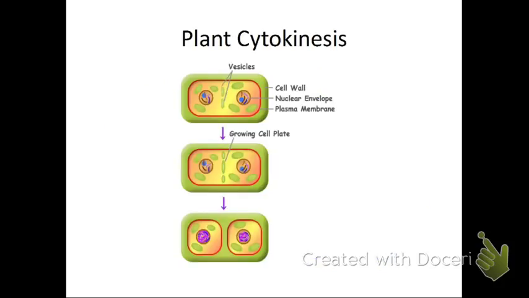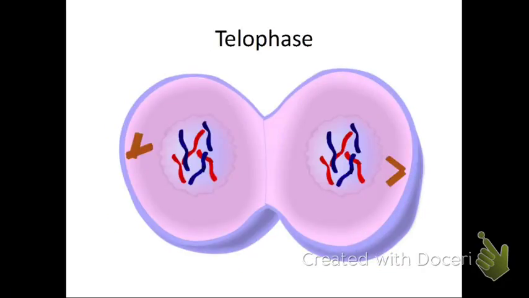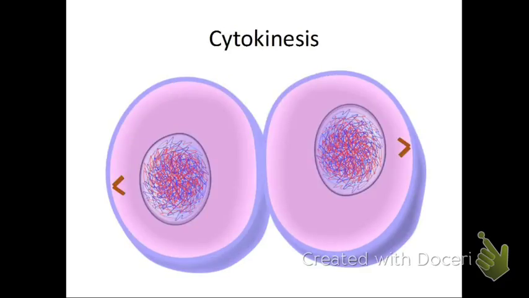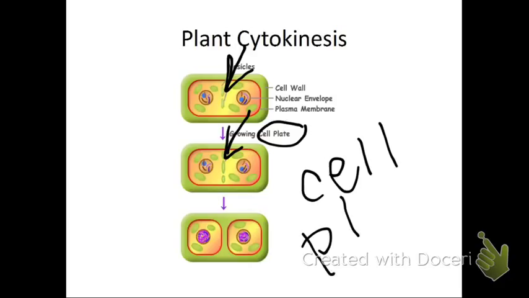One last thing, I want to note that cytokinesis in plants is different from cytokinesis in animals. See here how in animals the cell is pinched in half to make two cells in cytokinesis. However, in a plant cell, vesicles are fused together to form a cell plate, which is here, cell plate, which forms into the cell wall here, and then they split up, and that's how plant cells are split up into two cells.